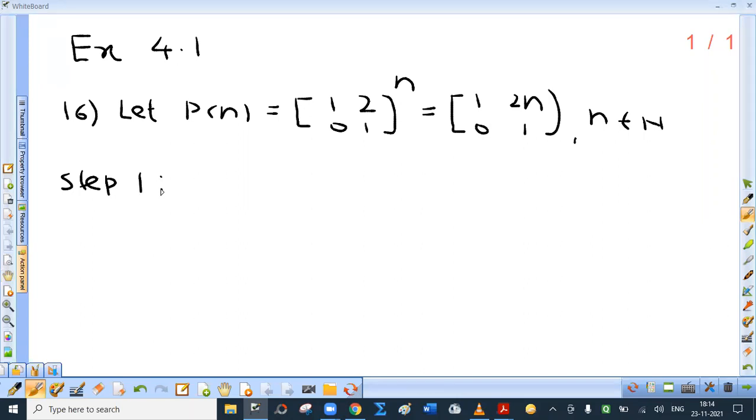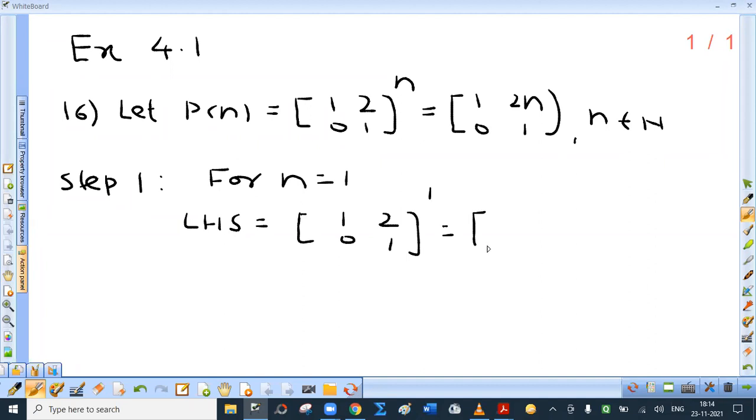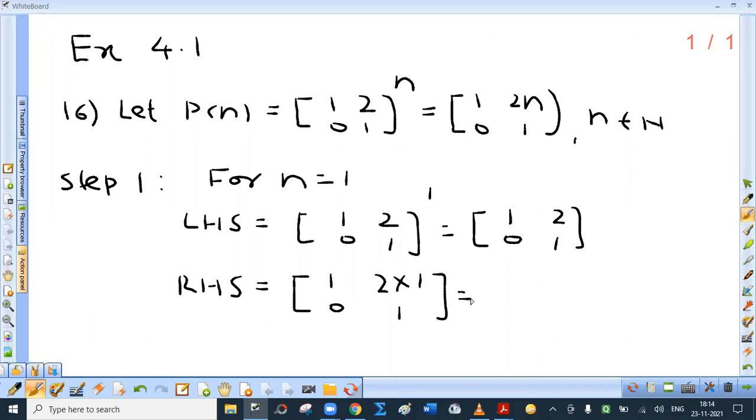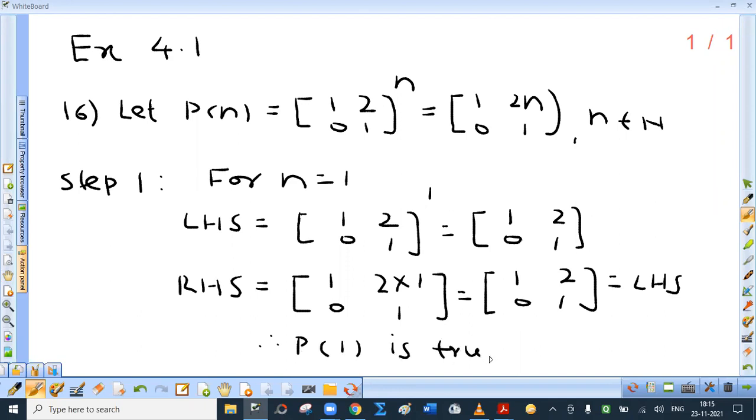Step 1. For n equal to 1, what is LHS? Matrix 1, 2, 0, 1 raised to 1. This is RHS. Therefore, P of 1 is true as LHS equal to RHS.